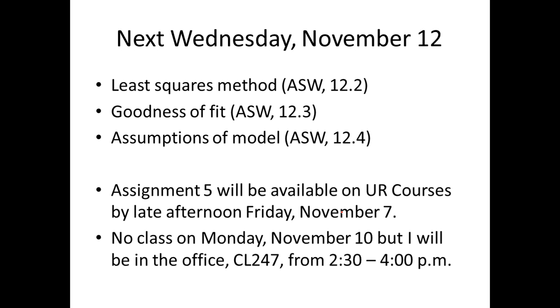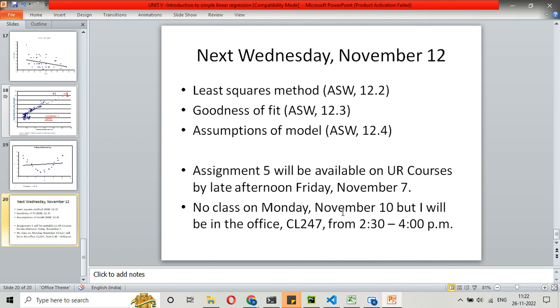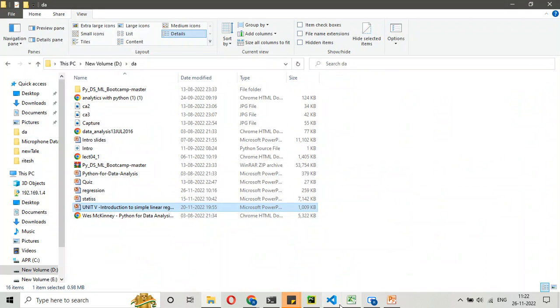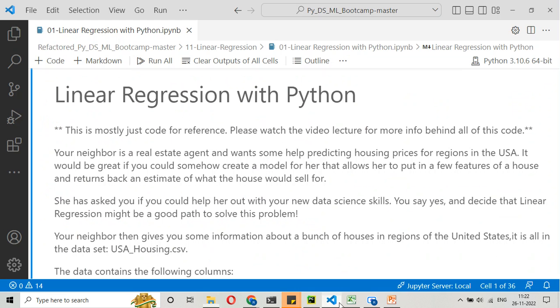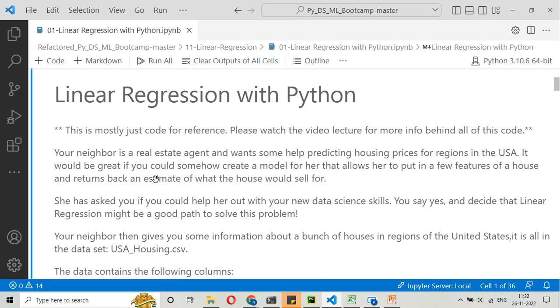Yes, the assumptions of the model we actually need to cover. That's all I have today in the PPT. We will go into how we do this analysis, maybe quickly, or we will try with our data. So this is one example of how we perform regression analysis in Python.